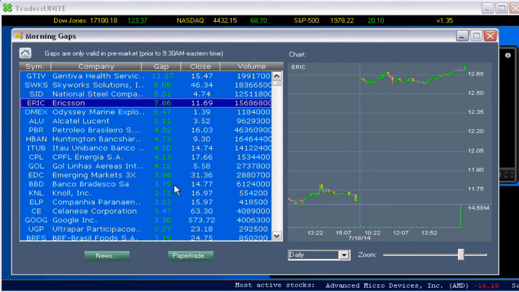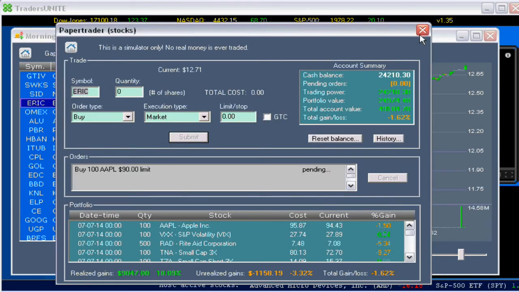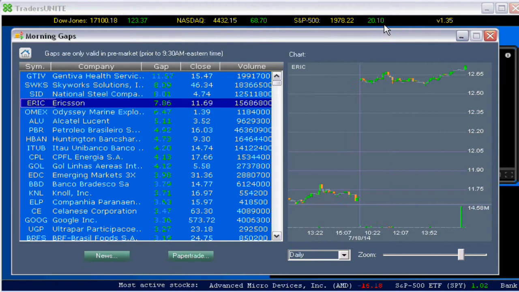Gaps are very powerful. By the way, if you want to do a paper trade, you just click paper trade. But paper trade doesn't take pre-market orders, so you'd have to wait. But at least that feature is there. All right?